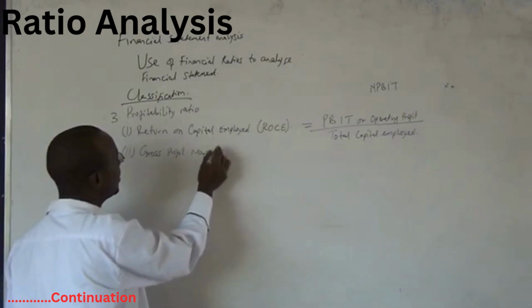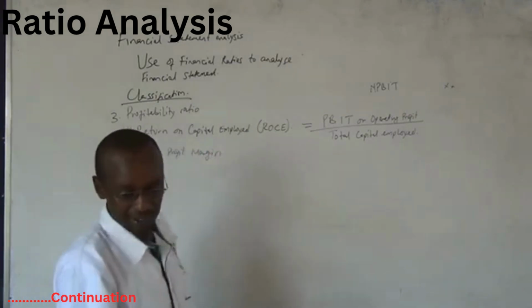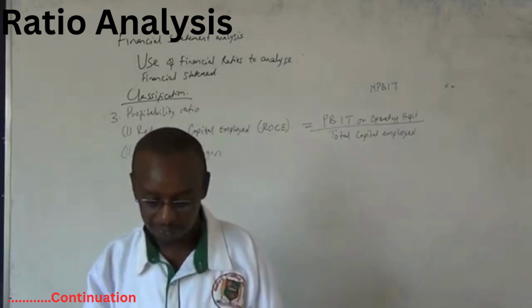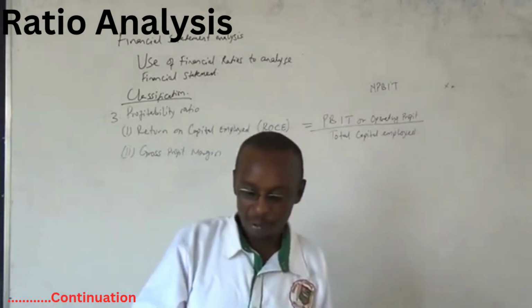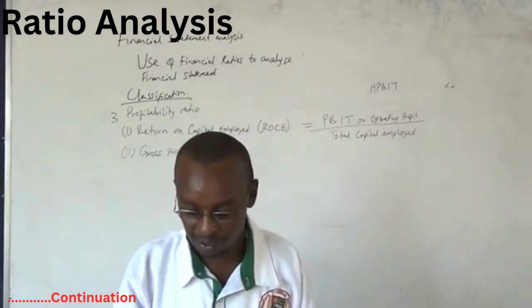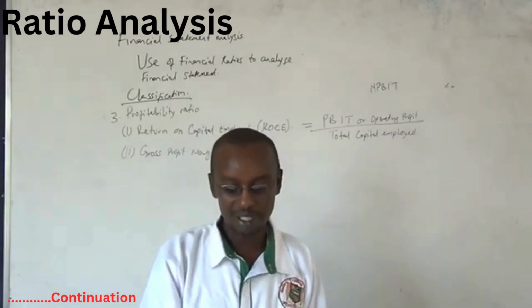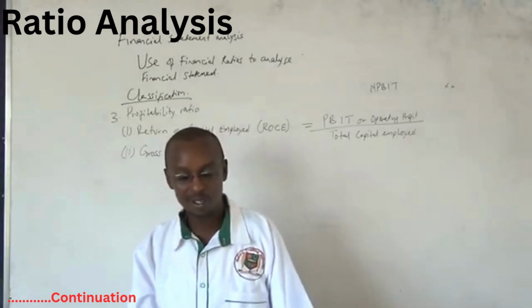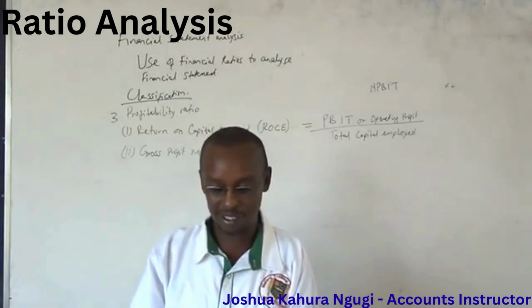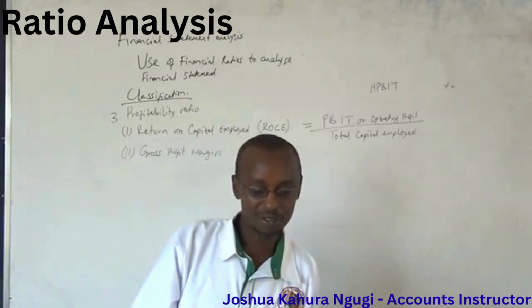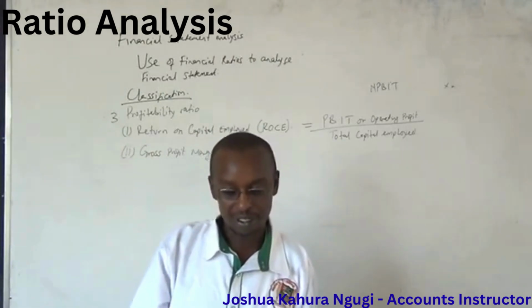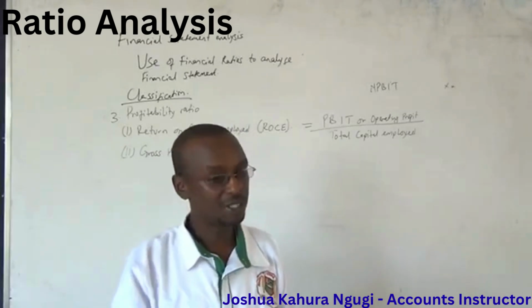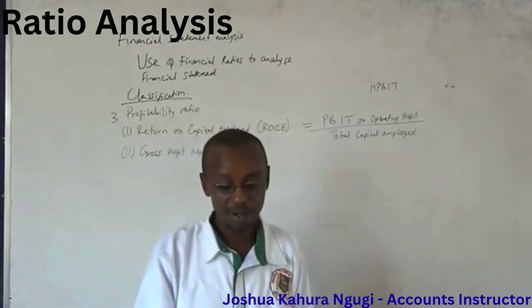Gross profit margin. It is the ratio that shows how well the cost of production has been controlled in relation to distribution and administrative costs. So how much have we utilized the cost of production in relation to what? The administration and the distribution cost.